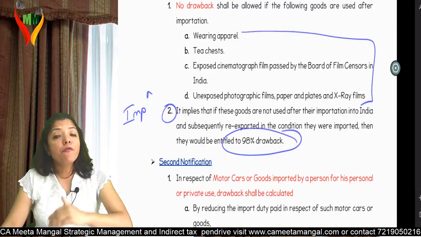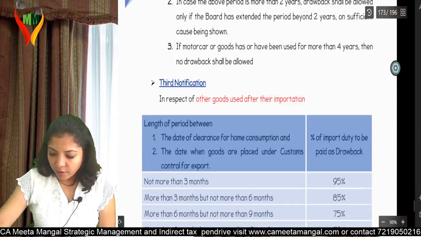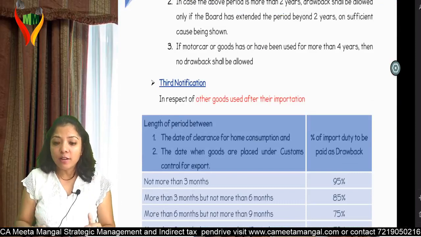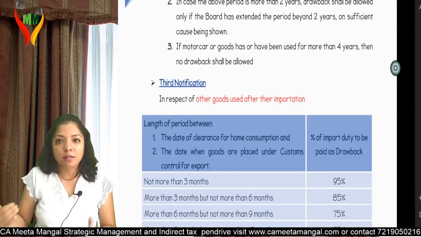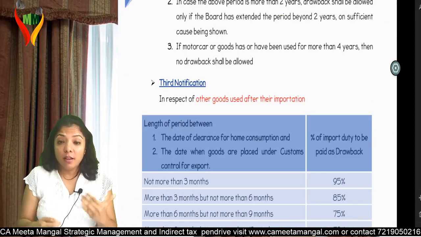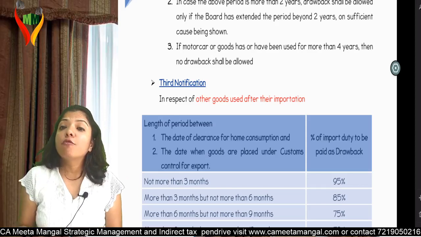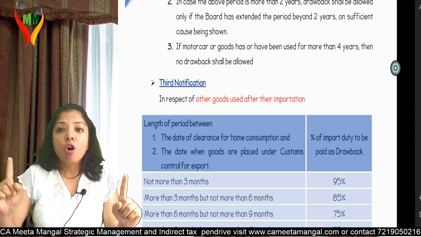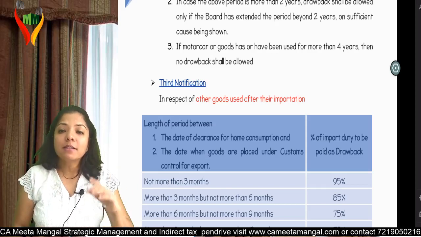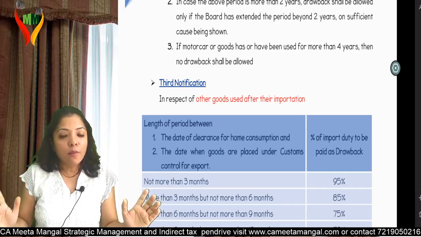Second. Now before coming to the second notification, let's go to the third notification. I'm just trying to explain what the second and the third are. Now, assuming you are using the goods, for what purpose are you using them? Are you using them for your personal purpose or non-personal purpose? That means business purpose or personal purpose. I hope you're with me.